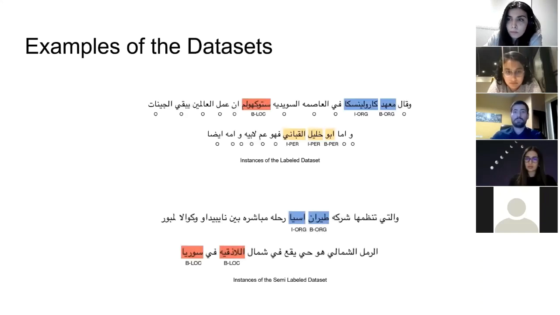Like I said, in our approach we use two data sets. We use a small labeled data set. The data set used in our case is called ANERcorp, and here is an example. And the other data set is a semi-labeled data set, which was developed by Helwe and Elbassuoni. This data set was automatically generated from Wikipedia. Here is an example of the data set.